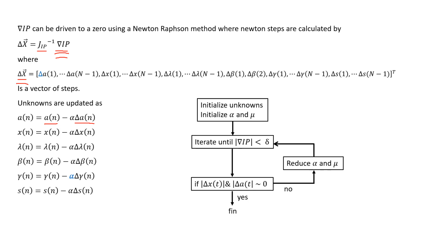How do we solve the total problem? We start off by initializing the unknowns, and there are limitations to this initialization due to the interior point method. We then initialize these parameters alpha and mu, where mu is a parameter used in the interior point method. We then iterate until the norm of the gradient of the IP is small. We can then change alpha and mu, iterate again, and when we come to the point when the change in the states and the change in the control is small, we call that the final solution.